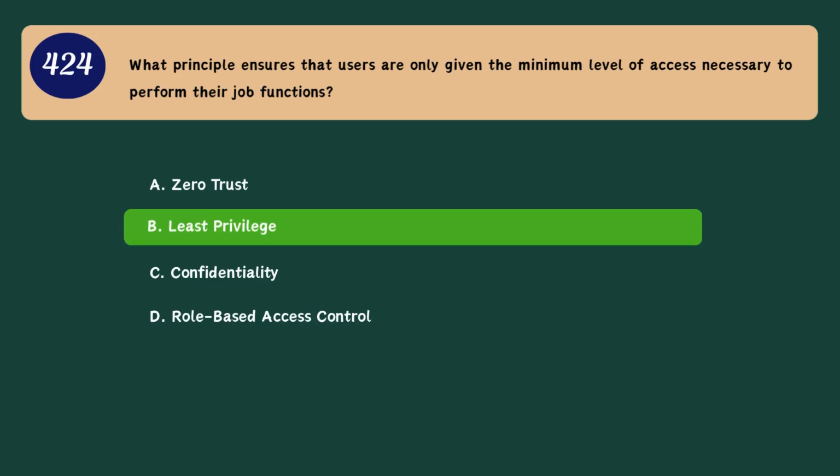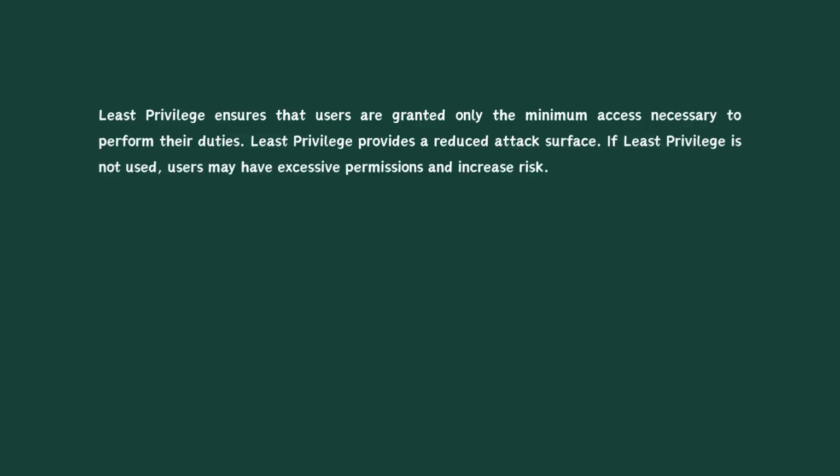Correct answer. B. Least privilege. Least privilege ensures that users are granted only the minimum access necessary to perform their duties. Least privilege provides a reduced attack surface. If least privilege is not used, users may have excessive permissions and increase risk.